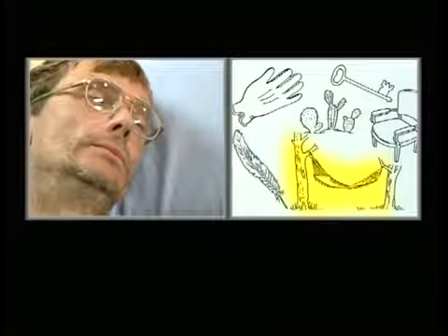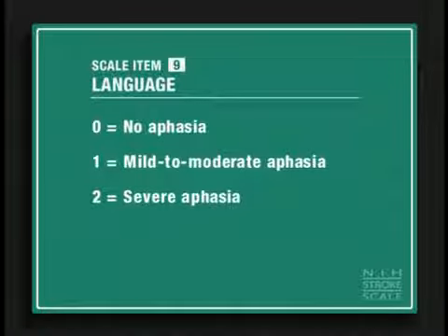Hammock. Okay. Score a 2 for severe aphasia when all the patient's expressions are fragmentary or when you cannot identify card content from the patient's response.